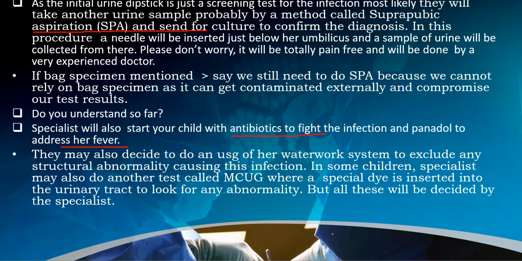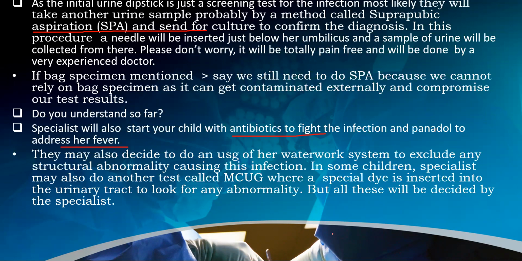In some children who have recurrent urinary tract infection, the specialist may also do another test called micturating cystourethrogram, where a special dye is inserted into the urinary tract to look for any structural abnormality. But as your child just had this infection for the first time, most likely the specialist will not go for this investigation this time. But again, this will be decided by your specialist.